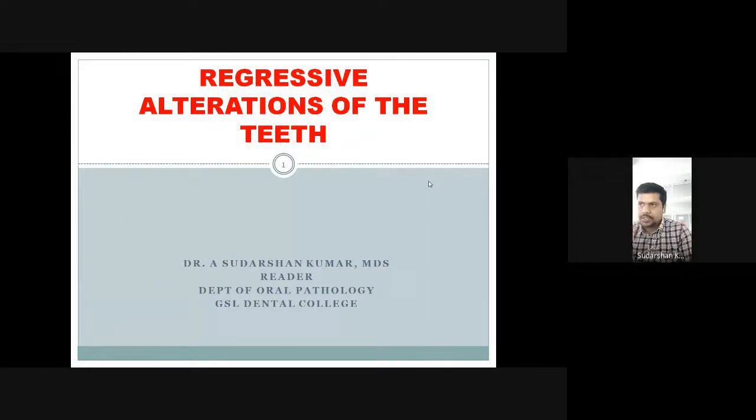Regressive alterations of the teeth. This is one chapter in your third year where it deals only with all the changes that happen to the teeth, especially the hard tissues of the oral cavity. So these are generally considered as old age changes.